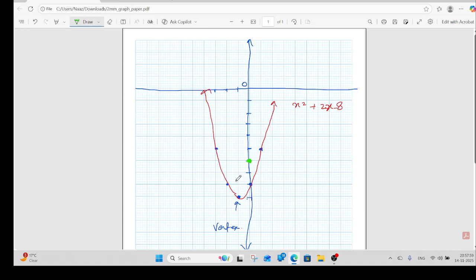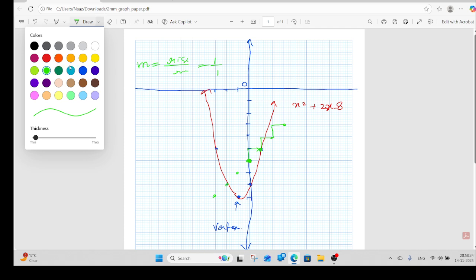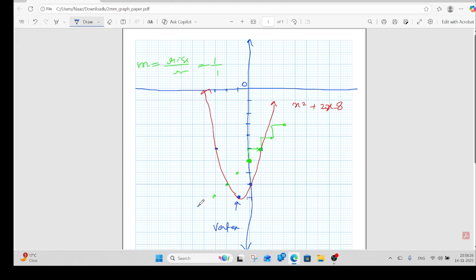So 1 slope means, because we know slope is rise over run, right? So rise is 1 and run is also 1. So it will go 1 up, 1 right, right? So the next point is this: 1 up, 1 right, 1 up, 1 right. So if you see, these are going to be my points, right? If I join all these points, I'm going to get my graph. So let me join all these points. So I'm going to get a straight line because I know it is a slope intercept form and linear equation. So obviously I'm going to get a straight line.